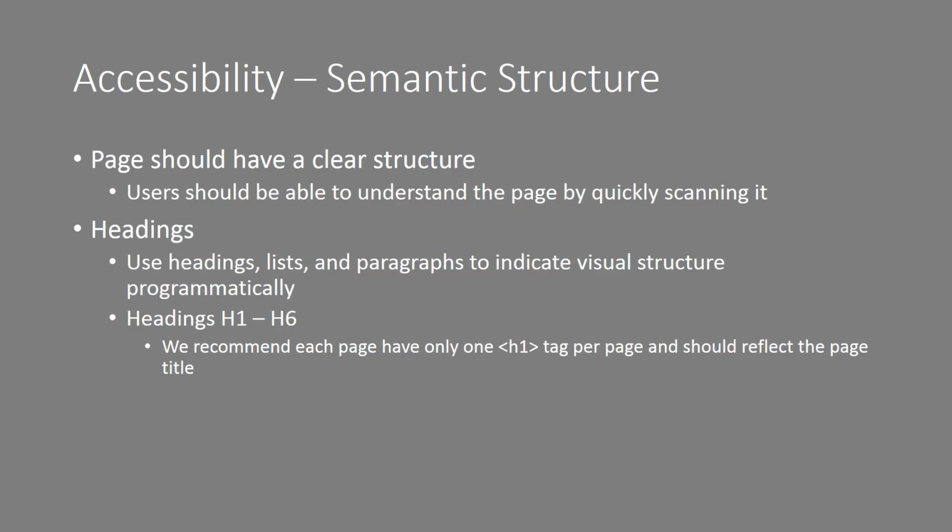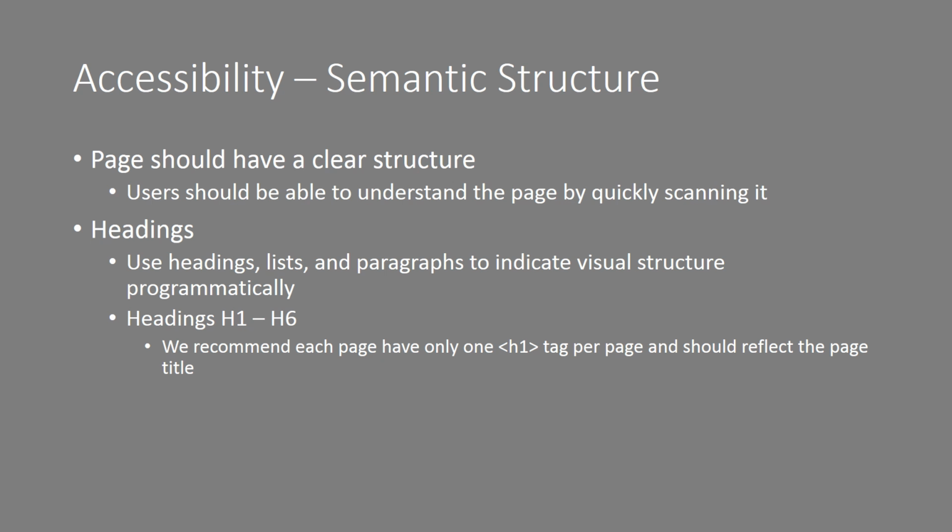Next slide. Another important thing is a fancy word called semantic structure. What that really means is that pages need to have a clear structure. Users should be able to understand the page quickly by scanning it. What this primarily means is headings. Use headings, lists, bulleted list, unordered list, ordered list, and paragraphs to indicate visual structure programmatically.